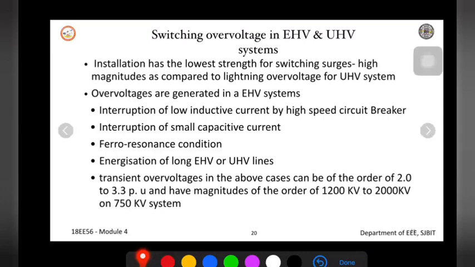So next is the switching over voltage in extra high voltage and ultra high voltage systems. What happens when the switching is done and how is this over voltage generated in extra high voltage and ultra high voltage systems? This is very, very important whenever we are using a long transmission line with very high voltages.